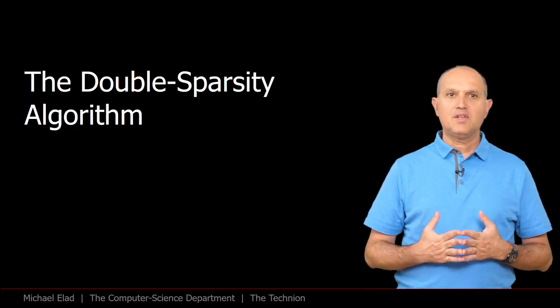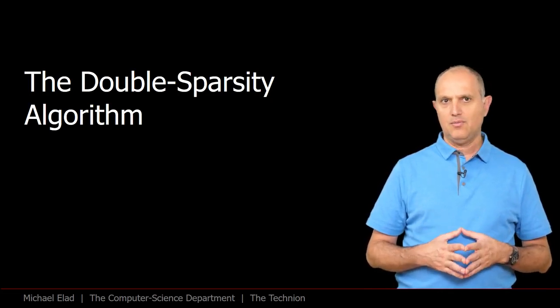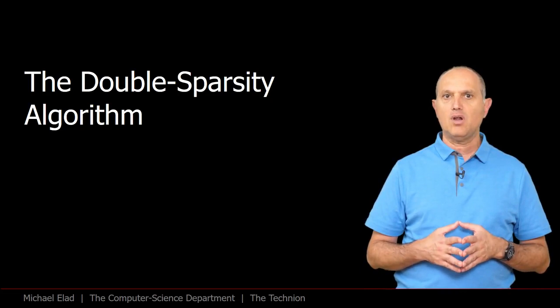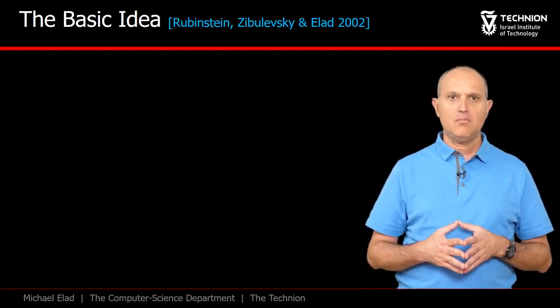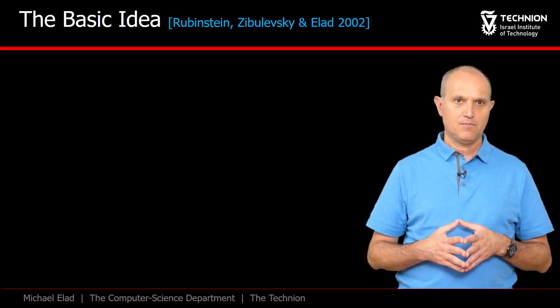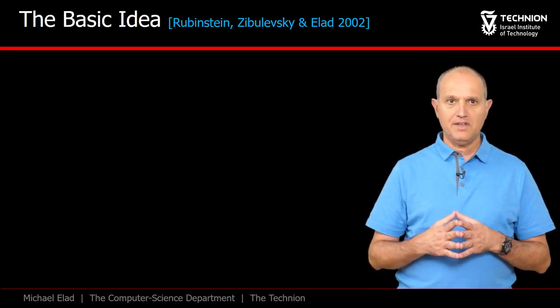We turn to describe the double-sparsity dictionary learning algorithm, which fights some of the difficulties that regular methods encounter. This work was done by Ron Rubinstein, Michael Cibulewski, and myself. Let's start by presenting its core idea.